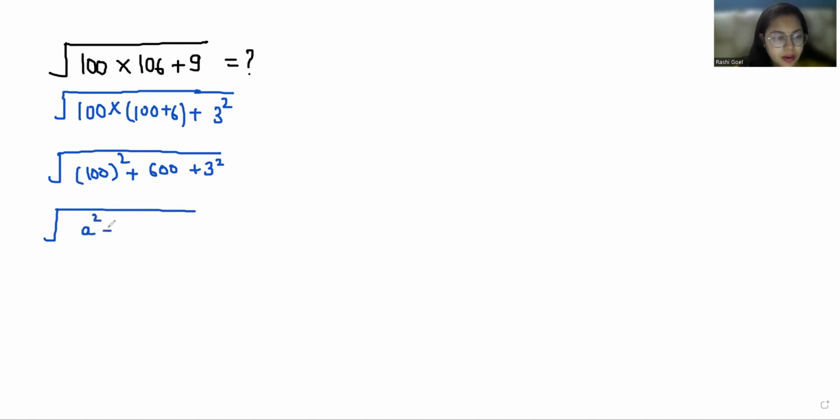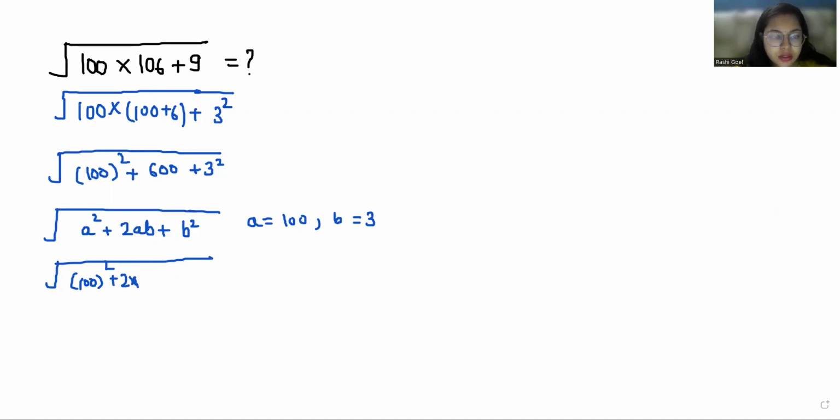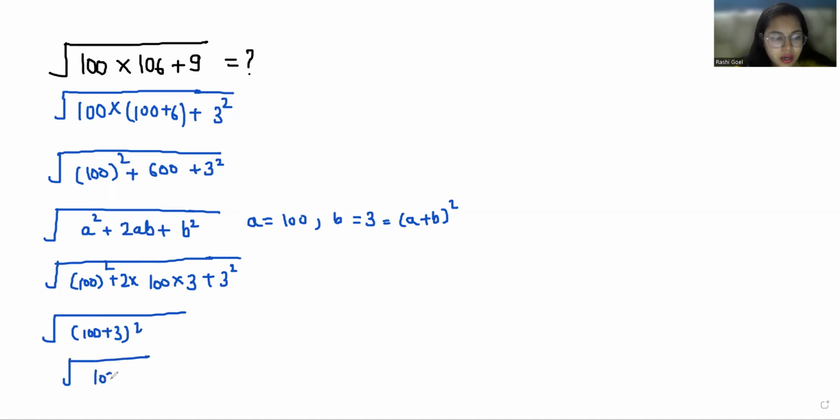So that is a square plus 2ab plus b square, where a is 100, b is 3. So it is 100 square plus 2 times a, which is 100, times b, which is 3, plus 3 square. So it becomes the identity of (a plus b) whole square. So that is (100 plus 3) whole square, which is 103 whole square.